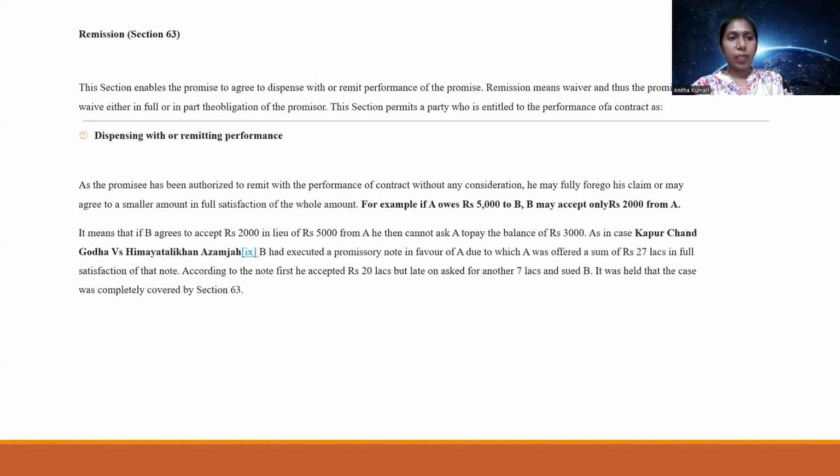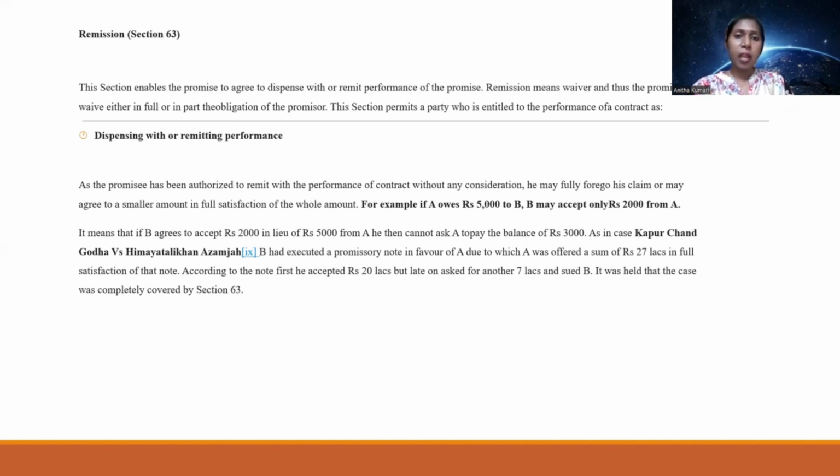Then remission. So remission means what? Giving up. When two parties enter into a contract, for example, I have given 5,000 rupees to one of my friends for an emergency situation. I have given only 1 month of time to return the money. She agreed. But after 1 month, she returns only 4,000, and she explains, I'm sorry, I lost my job, I don't have any other option to give you the money. Then mutually I accepted. So I'm giving up. That is called remission.